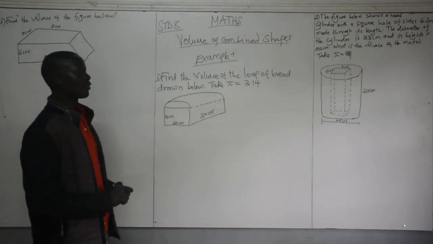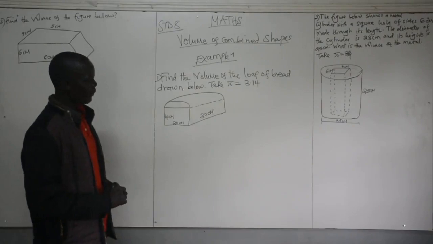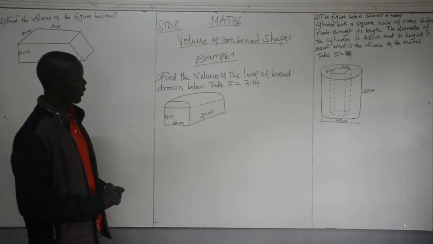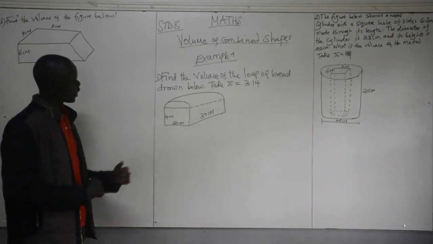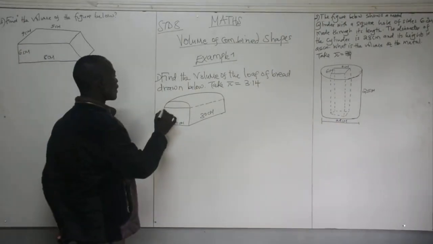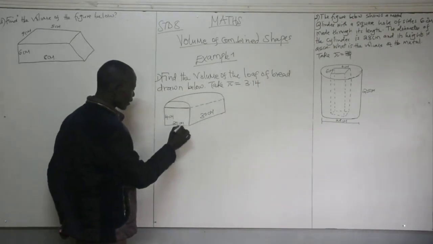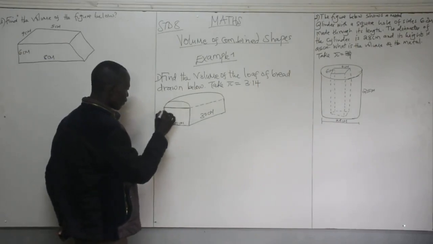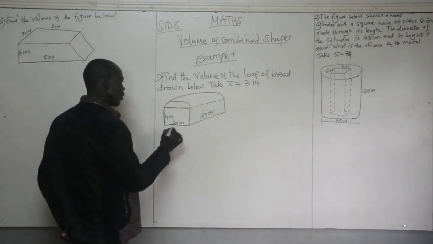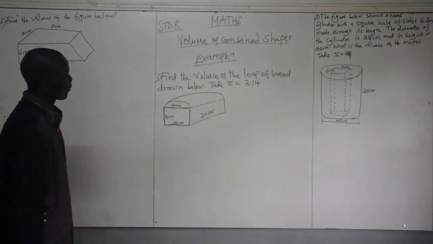So last time we were saying that volume is equal to the base area or the cross-section area, then we multiply by the length. Now in this case, the cross-section area is the area of the rectangle plus the area of this semicircle. This one is a semicircle, and this one is a rectangle measuring 20 centimeters by 14 centimeters. So the length of this rectangle is the same as the diameter of the semicircle.